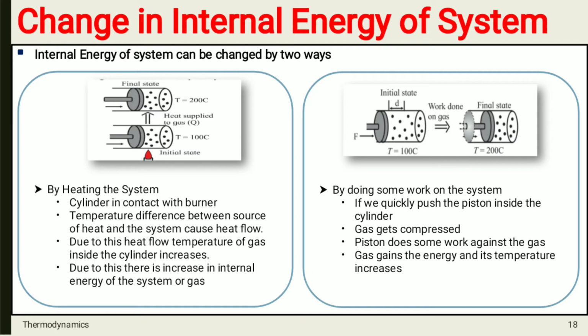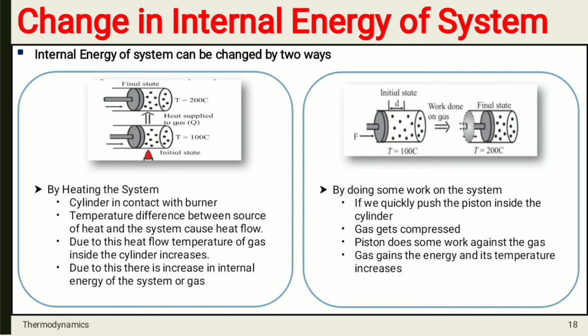Now, in earlier lectures, you have studied what is meant by internal energy. Now, we are going to see here how we can change the internal energy of the system. Internal energy of the system can be changed in two ways. First, by heating the system. Second, by doing some work on the system. So, for that we are going to consider an experiment. The images of that experiment are shown on your screen.